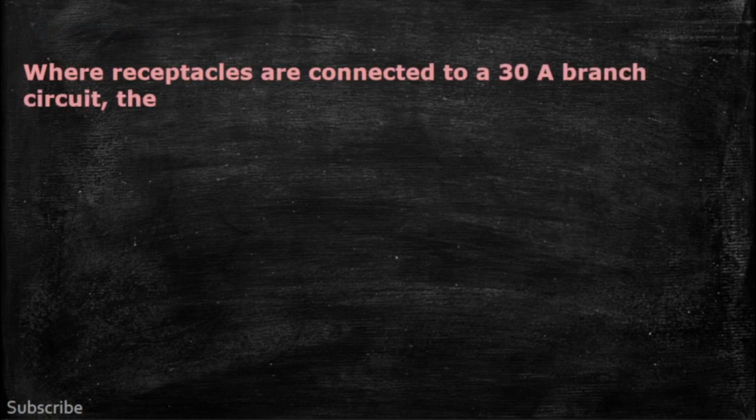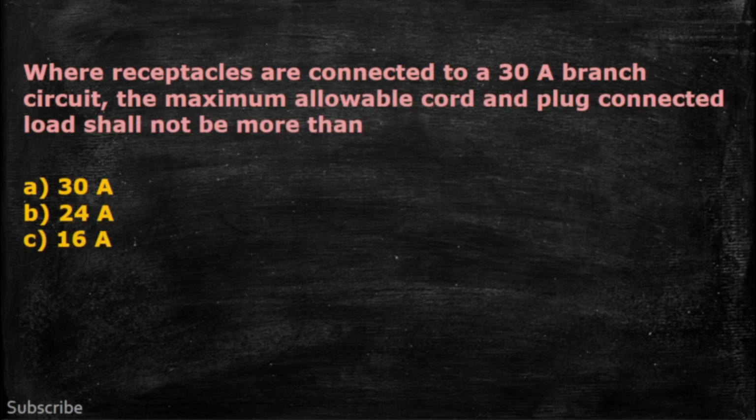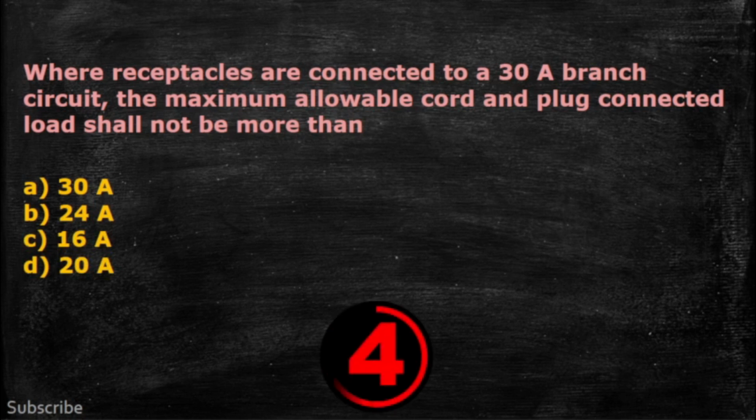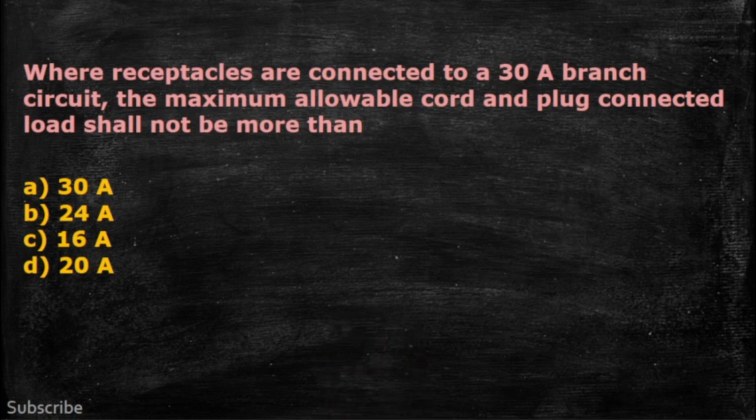Question number 28. Where receptacles are connected to a 30 ampere branch circuit, the maximum allowable cord and plug connected load shall not be more than A. 30 amperes, B. 24 amperes, C. 16 amperes, D. 20 amperes. The correct answer is letter B, 24 amperes.